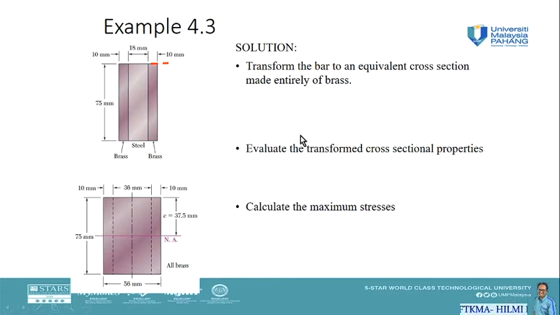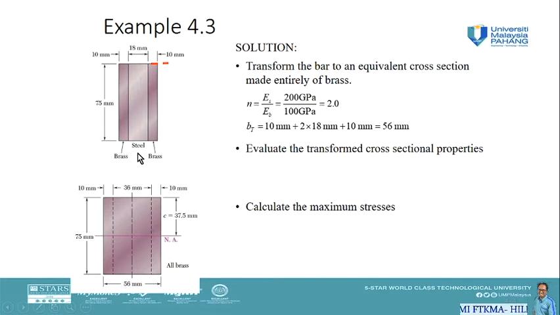So first we need to transform the bar into an equivalent bar cross section made entirely of brass. So we are going to get the value of the ratio n equal to ES over EB, 200 over 100, and we should get that n is 2. Okay, now we want to convert this steel into brass.